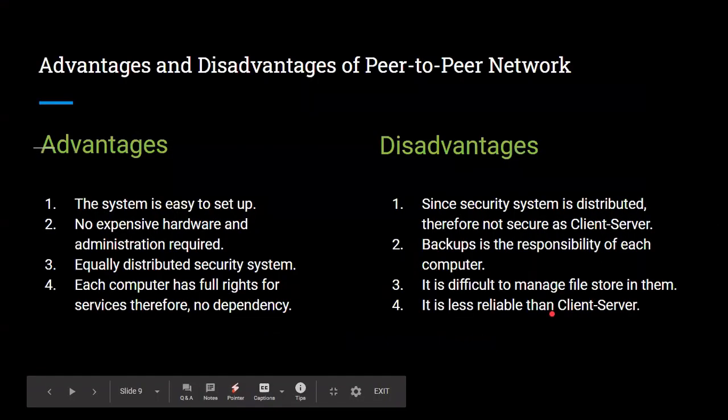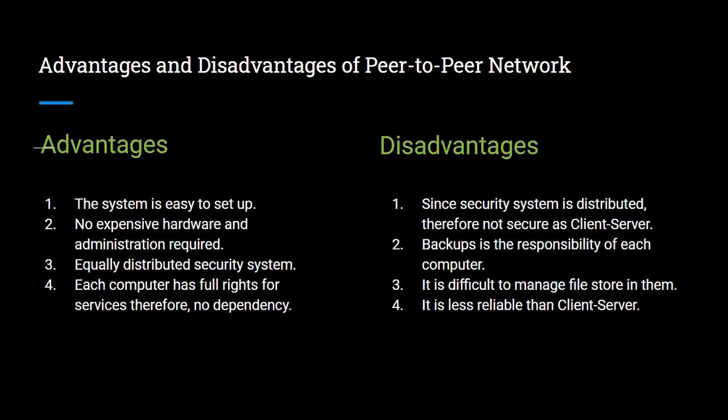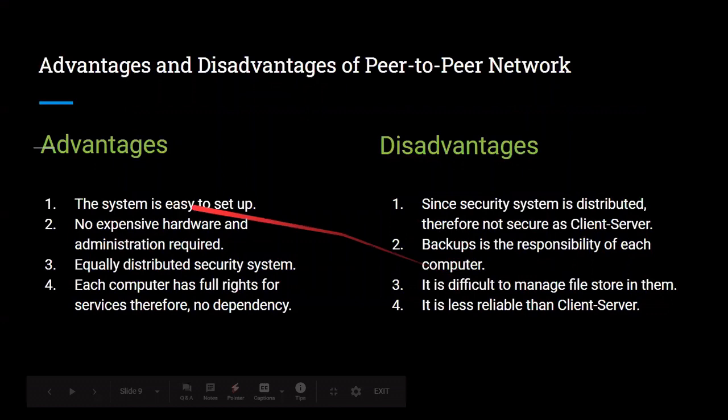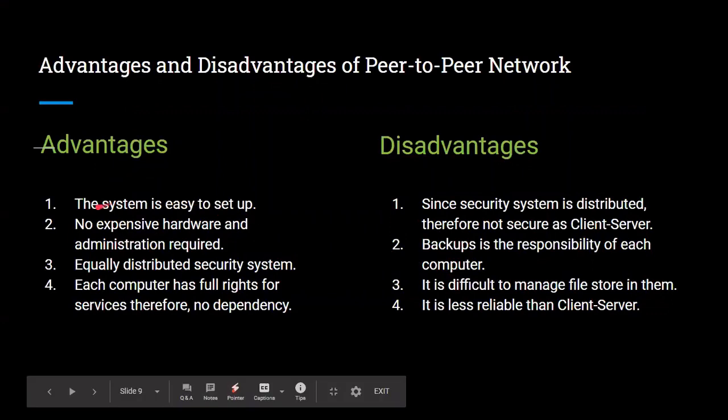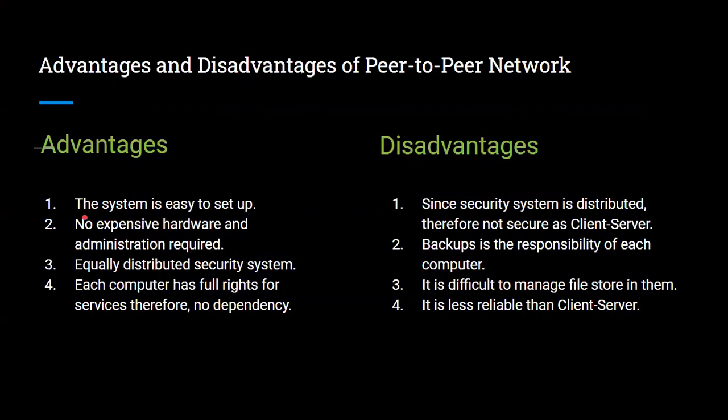Now let's discuss advantages and disadvantages of peer-to-peer network. First, advantages. Number 1, the system is easy to set up. We can make the peer-to-peer network easily. Number 2, it uses less cables and hardware and labor, therefore it is cheap. We don't need more administration for the system.